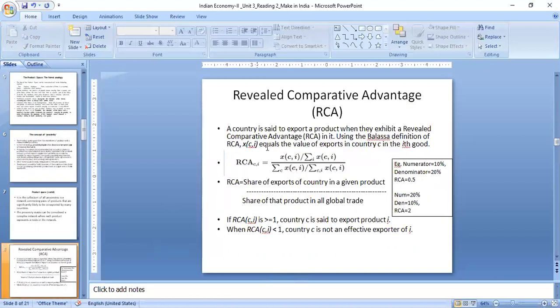Now coming next to revealed comparative advantage. A country possesses an RCA in a product if RCA is greater than or equal to 1, that is, when the share of exports of the country in a given product exceeds the share of that product in all global trade. In case RCA is less than 1, then we can say that country C is not an effective exporter of product I.